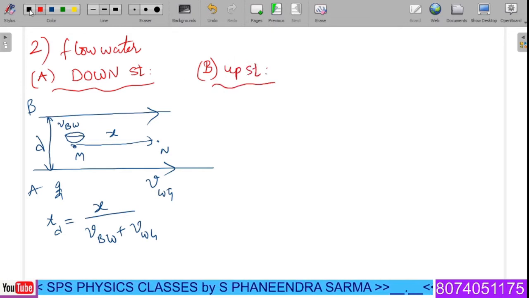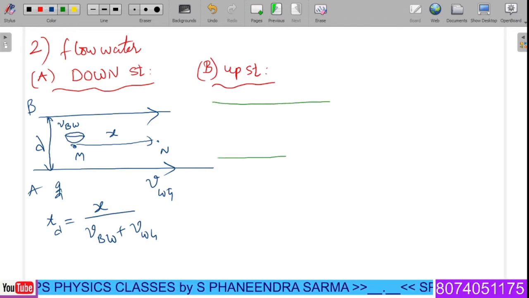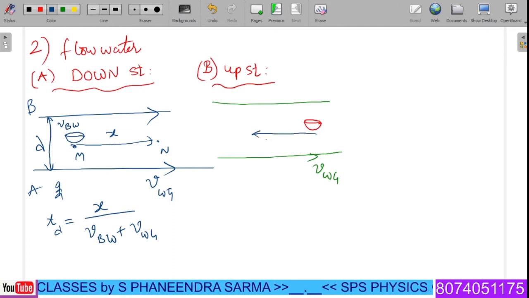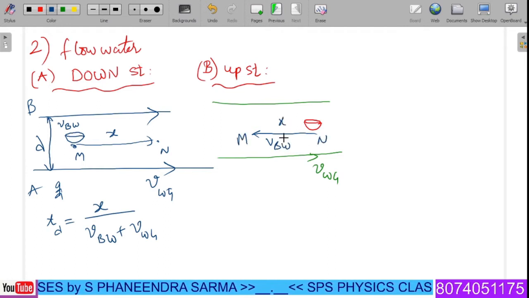In the upstream, let us imagine that these are the banks of the given pond or river, such that water is flowing with the speed of VWG, and the boat is moving with a speed of velocity of boat VBW with respect to water, from N to M, about the same distance of, let us say, x. Then in such a case, what happens?